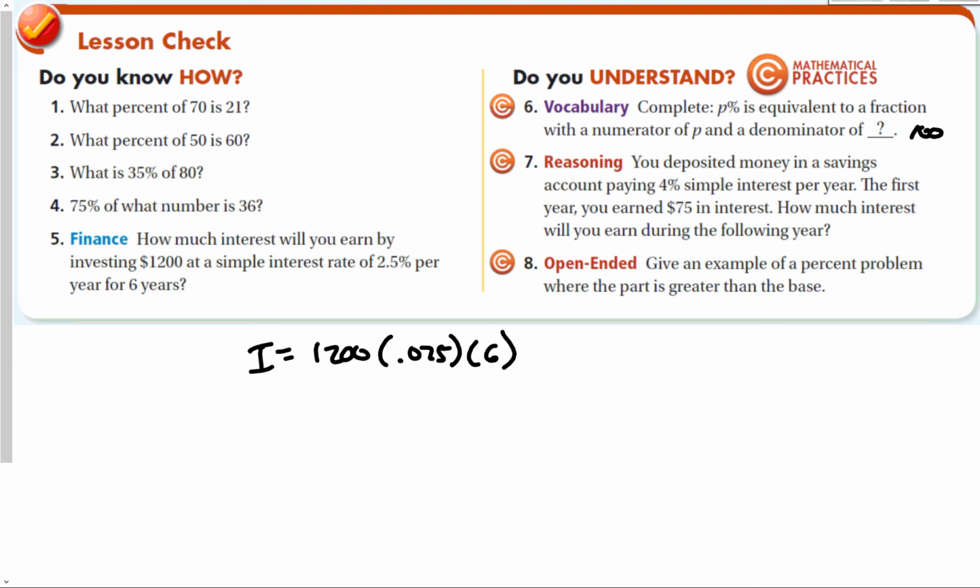Give an example of a percent problem where the part is greater than the base. Well, if I have this, let's do 150 over 100 is equal to some percent over 100. Well, very clear here that the answer is going to be 150. Okay, and even bigger with simpler numbers, let's just do this. 4 over 2 is equal to some percent over 100. The answer there would be 4 times 100 divided by 2. It would be 200. The percent would be 200%.